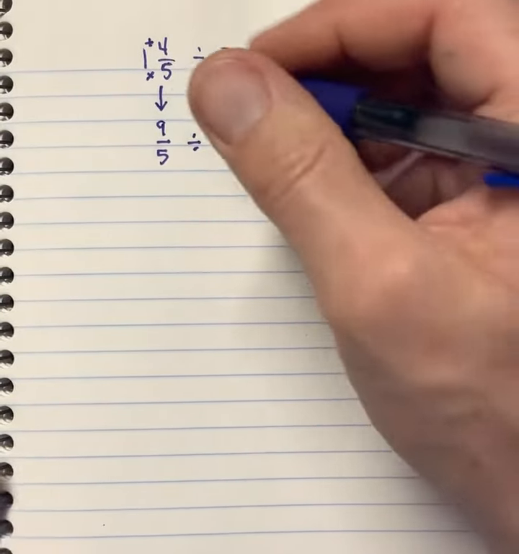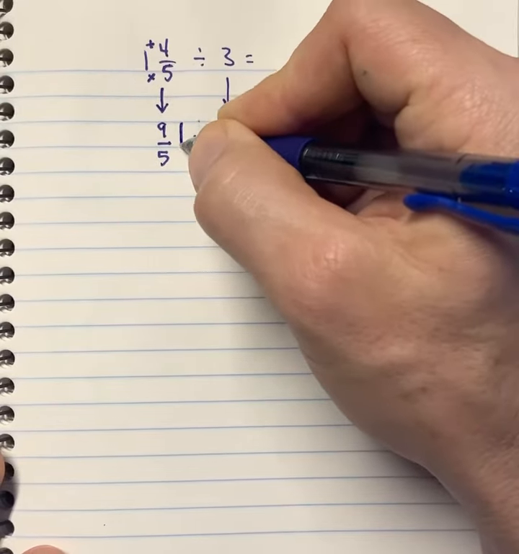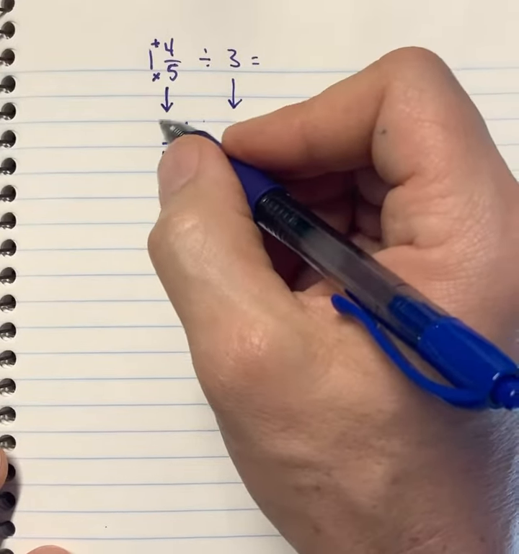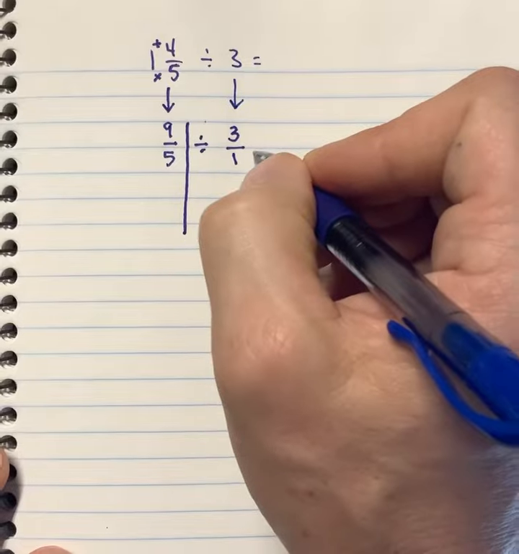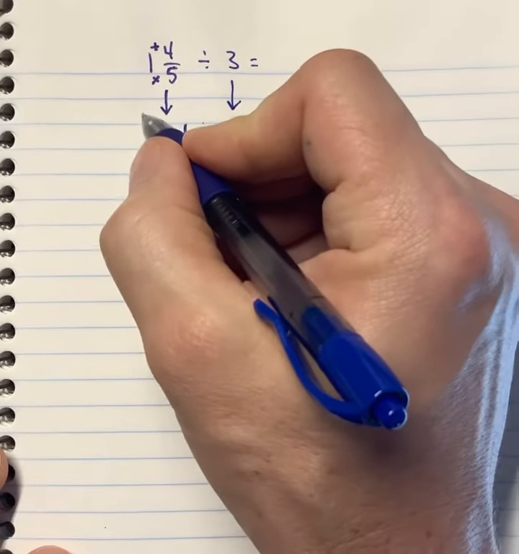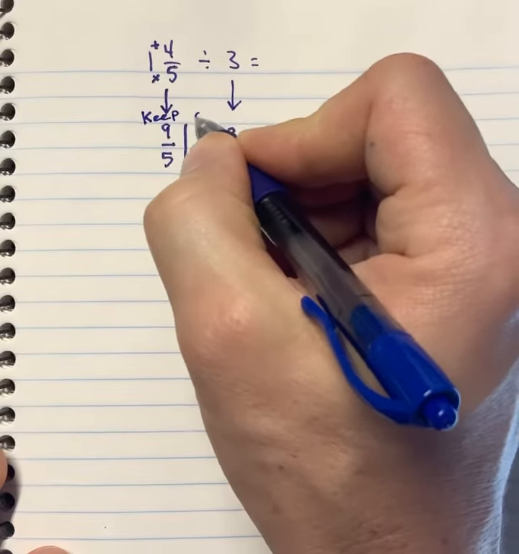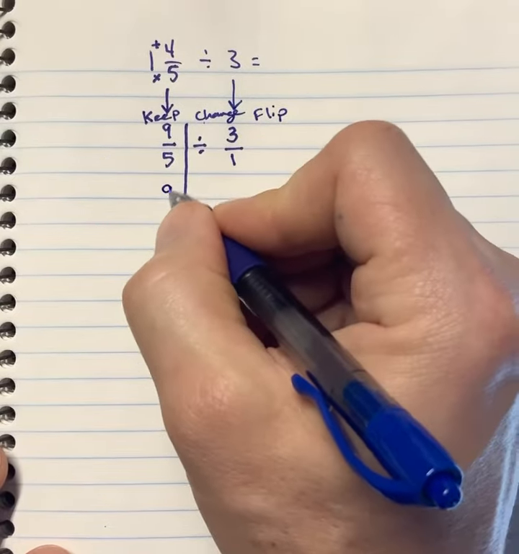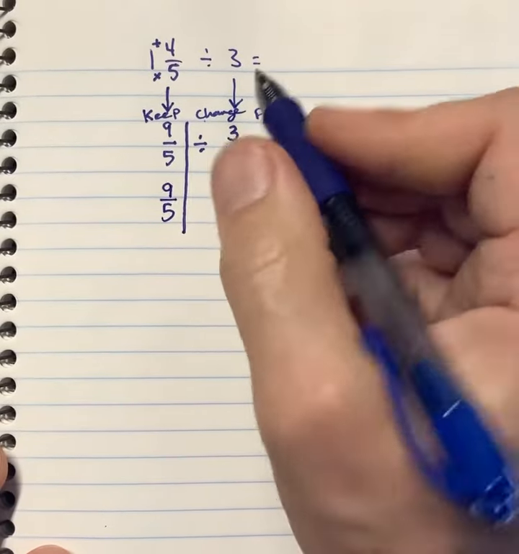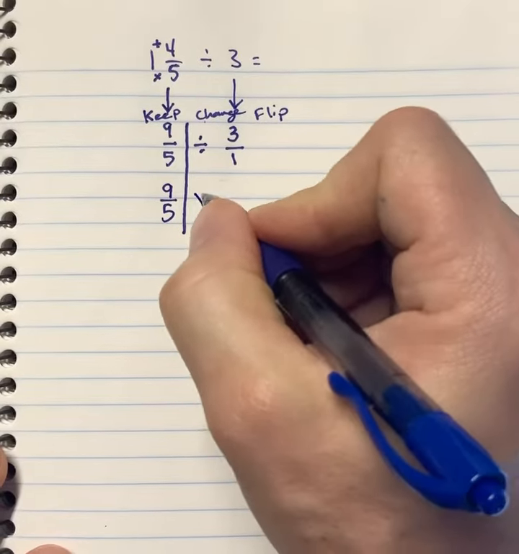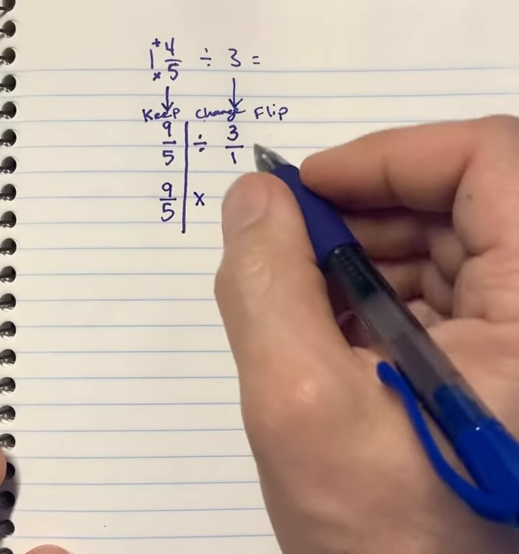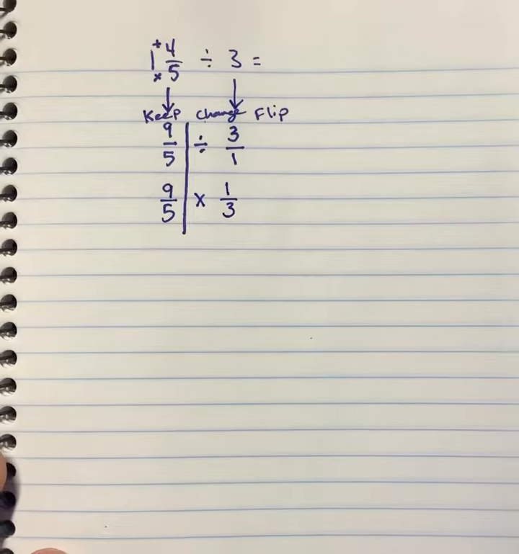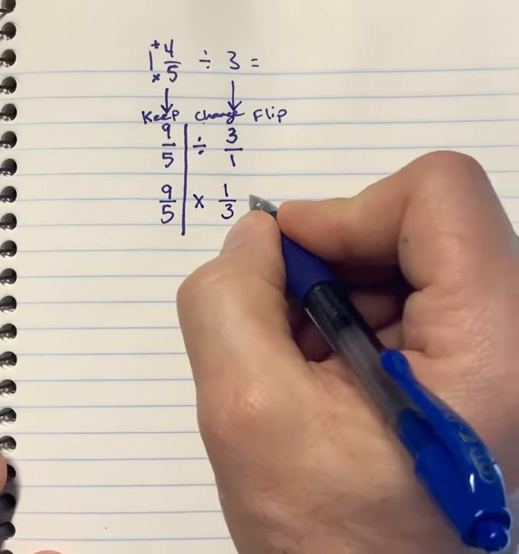And that's where the reciprocal comes into play. To use the reciprocal, I like to use what I call a magic line. And what this does is it reminds me that everything before this line stays the same, everything after it changes. Another way to think about this is keep, change, flip. Keep, remember I said everything before the line stays the same, everything after changes. We're going to change this division sign to multiply, and we're going to take the reciprocal of this fraction by flipping it, 1/3. Now we've changed this division problem into a multiplication problem, which we can do.